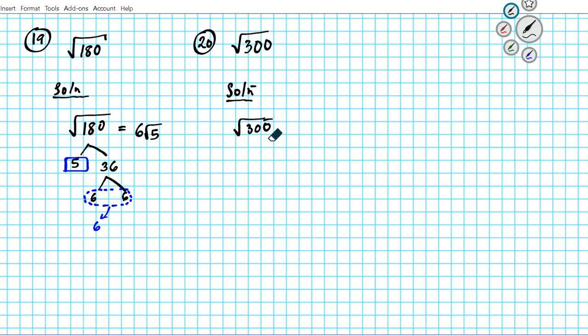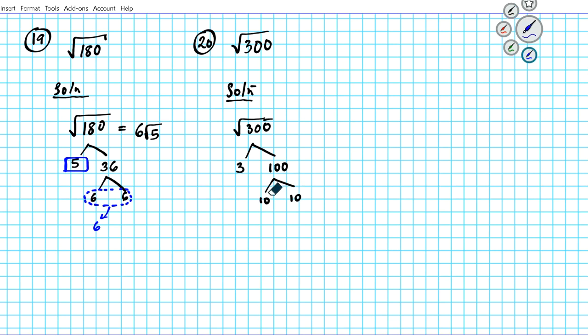If you add the digits, 3 plus 0 plus 0, 3 goes into that evenly. So 3 goes into 300 how many times? 100 times. Well, this is spectacular because we have a perfect square as one of the factors. So to save time, we just break it down into its roots. We know that 10 times 10 is 100.